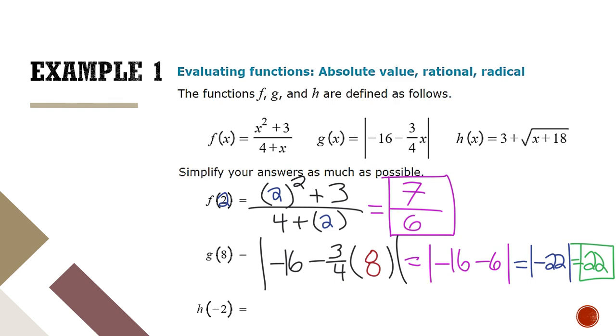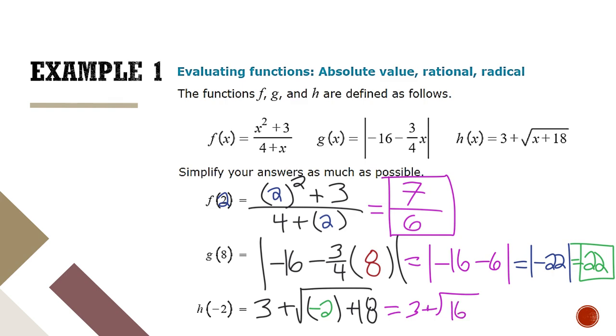Our last one here is the same thing, but with the square root symbol. So 3 plus the square root of x, again as parentheses, plus 18. And again, I will be substituting in -2 here. I can evaluate that as 3 plus the square root of, well, 18 minus 2 is 16, which we all know is 4. So this ends up being 4 plus 3, which is in fact 7.